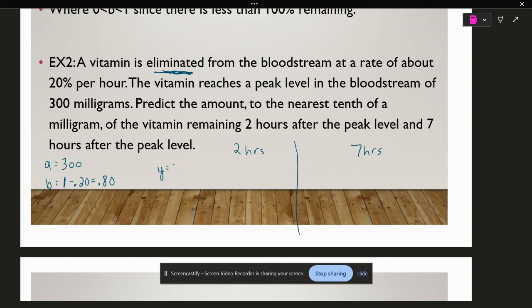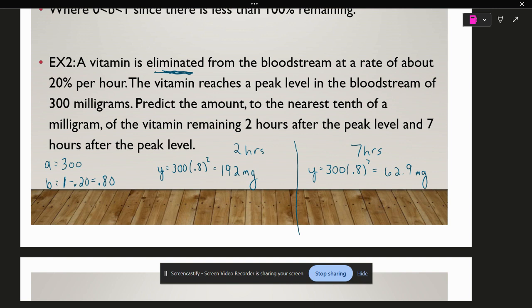So let's plug in the first one here. Y is equal to 300 times 0.8 to the second power. Verify getting 192 milligrams. Yeah, okay, awesome. Got some people shaking their heads. It's a good sign. And then the 7 hours. Getting a reading here of 62.9 milligrams. It says to the nearest tenth. Good? Okay.